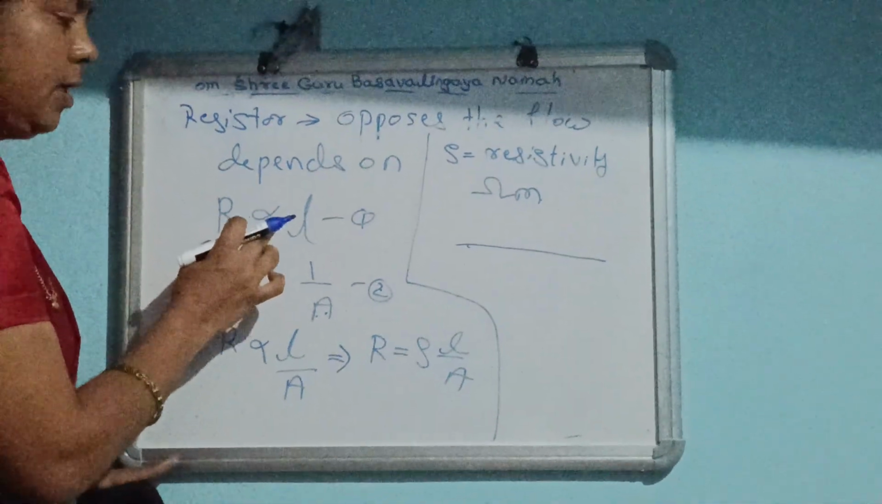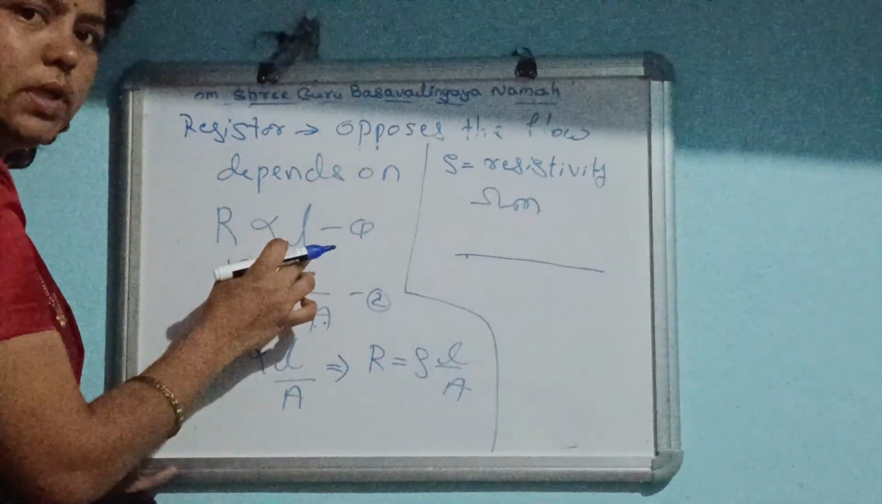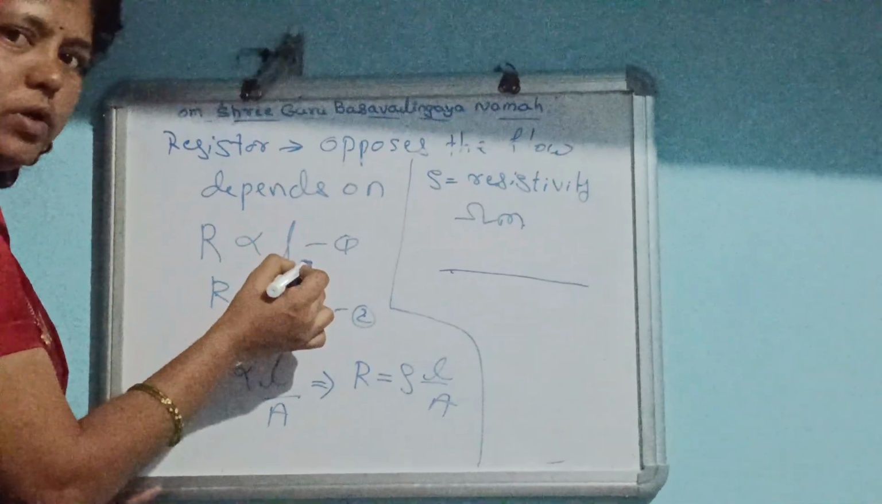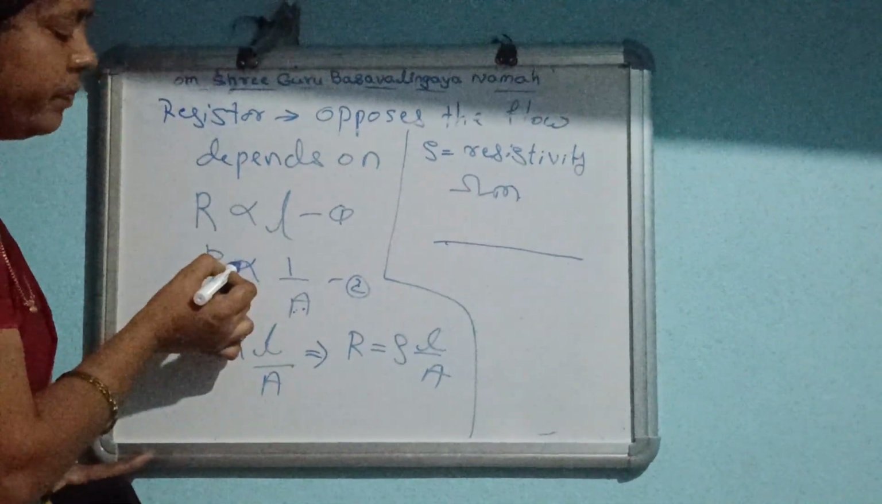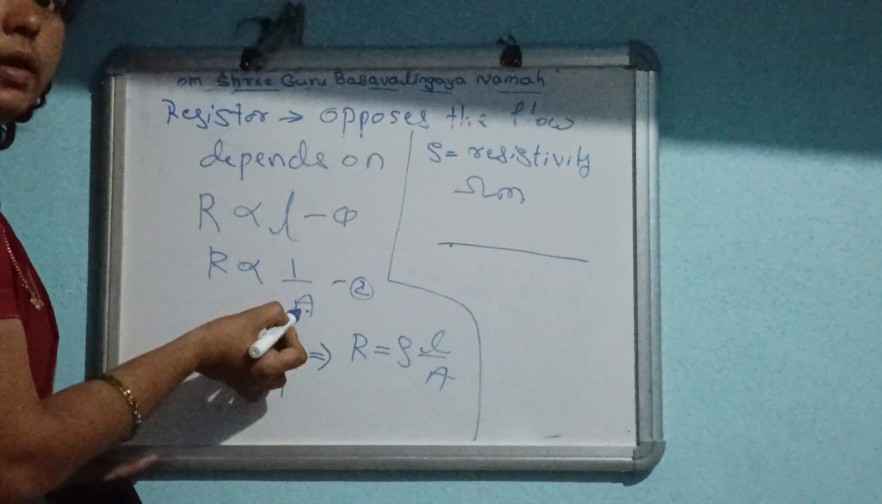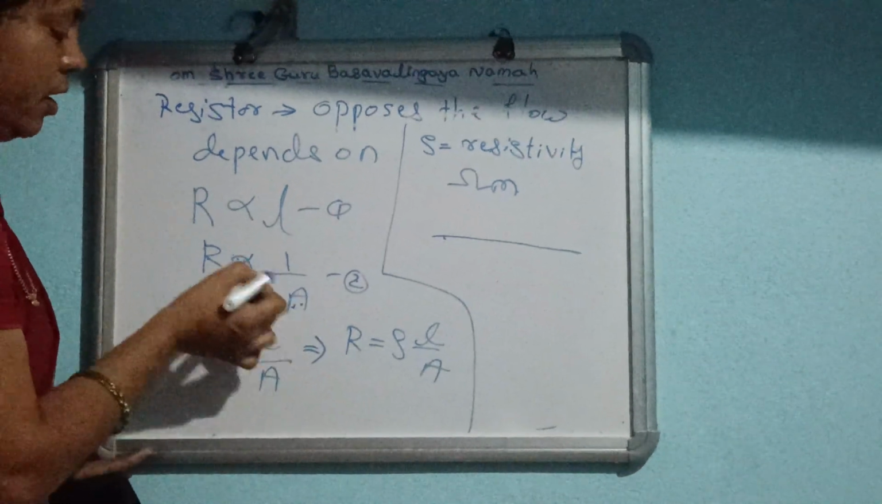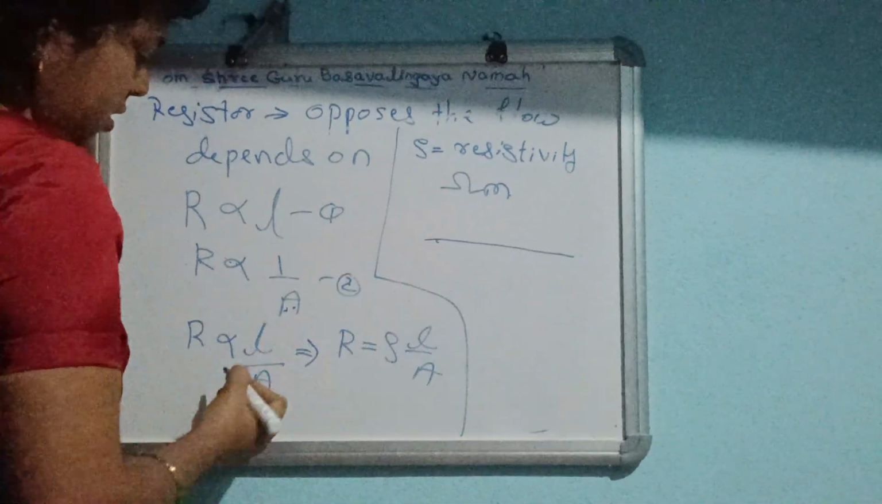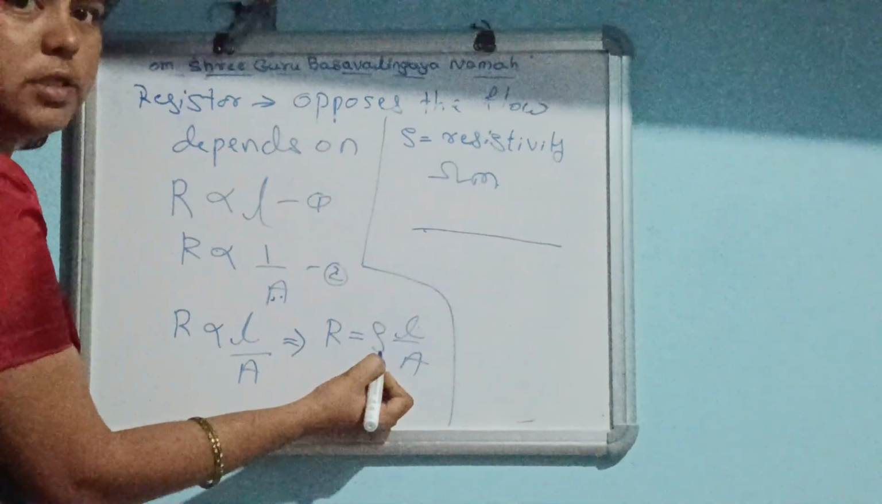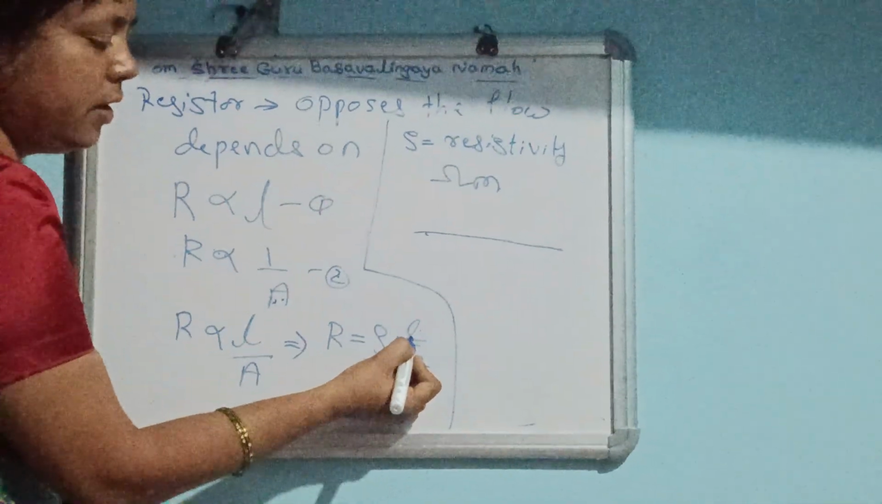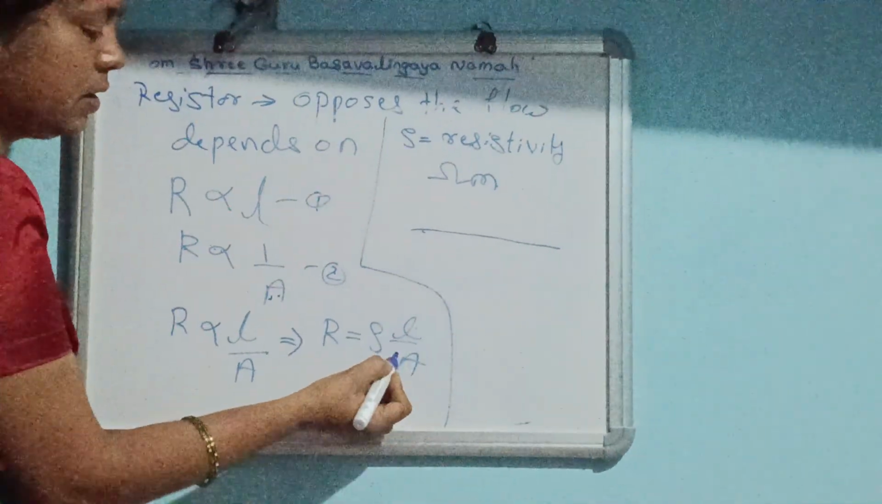Resistance is directly proportional to the length of the conductor, so L is in the numerator, and A is in the denominator, which is why it is inversely proportional to the cross sectional area of the conductor. That's why R is equal to rho into L divided by A, where rho is the resistivity, L is the length, and A is the area of the conductor.